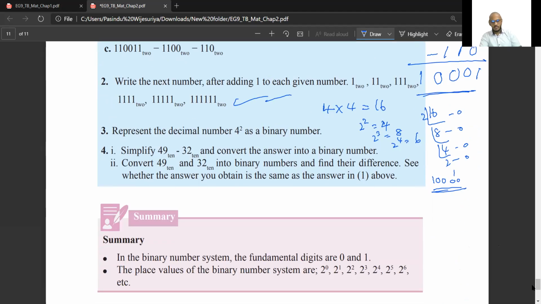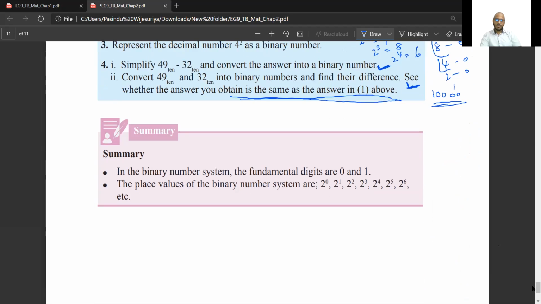Then simplify. This is pretty very easy. Just subtract it and convert it to binary. Very easy. It's one of the easiest questions you all can actually get. Then convert 39 and 30 into binary, and find the differences. See whether the answer you obtain is exactly the same. Then summary.